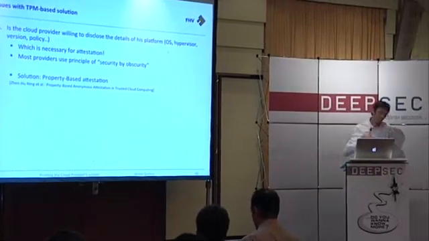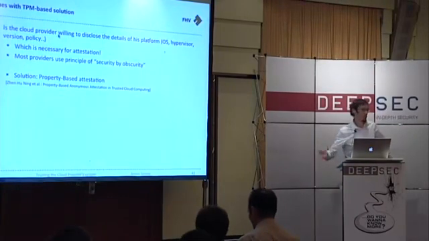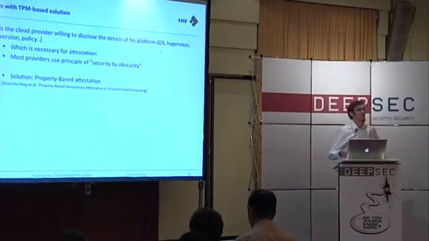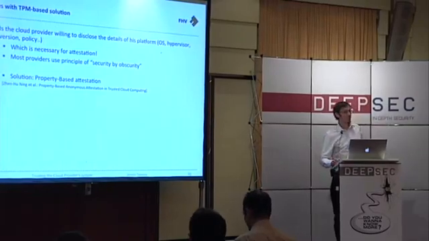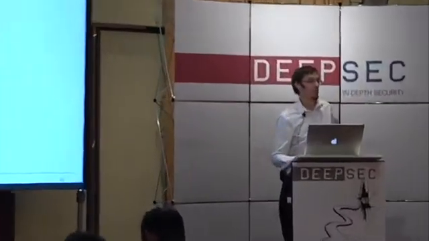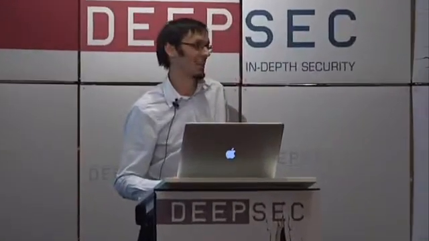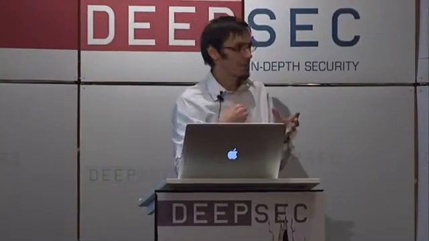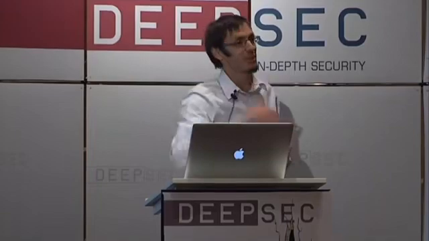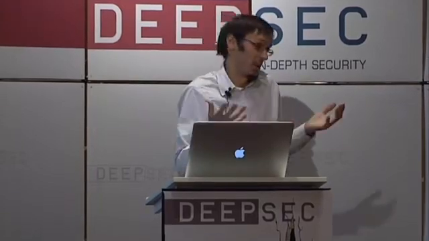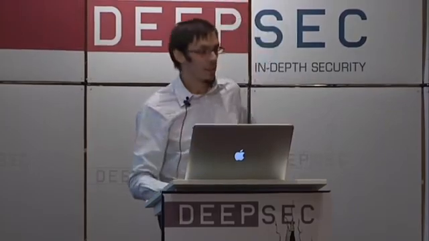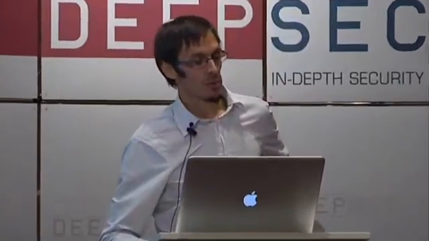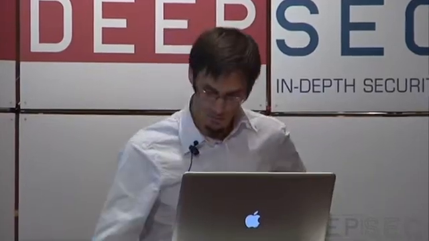Another problem, which I think is also quite a big practical problem, is that most of the providers, I guess, will not be willing to disclose details of their platform. Typically, and that's what we need for attestation. With attestation, the requester knows exactly what system, what version is running on the cloud provider side. So the question is, do the providers want this? There are solutions to this problem. The solutions are called property-based attestation. There are several papers on this topic. One of the papers is here.